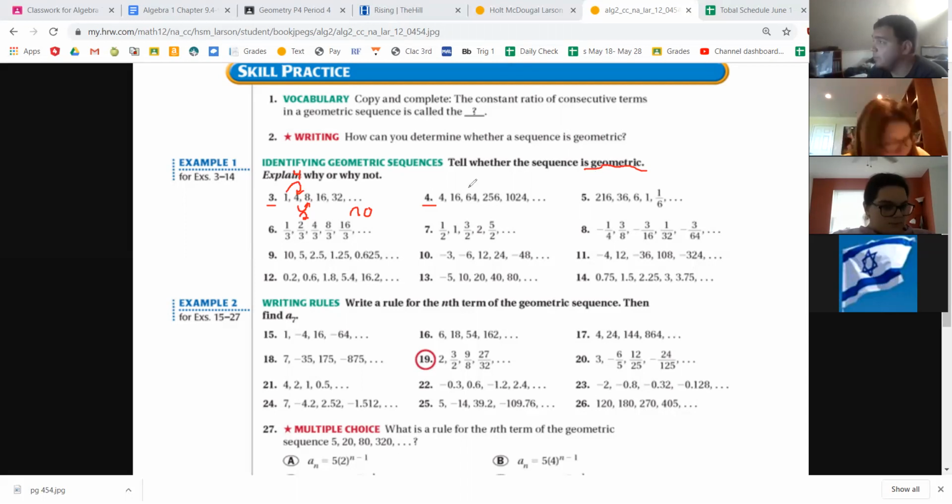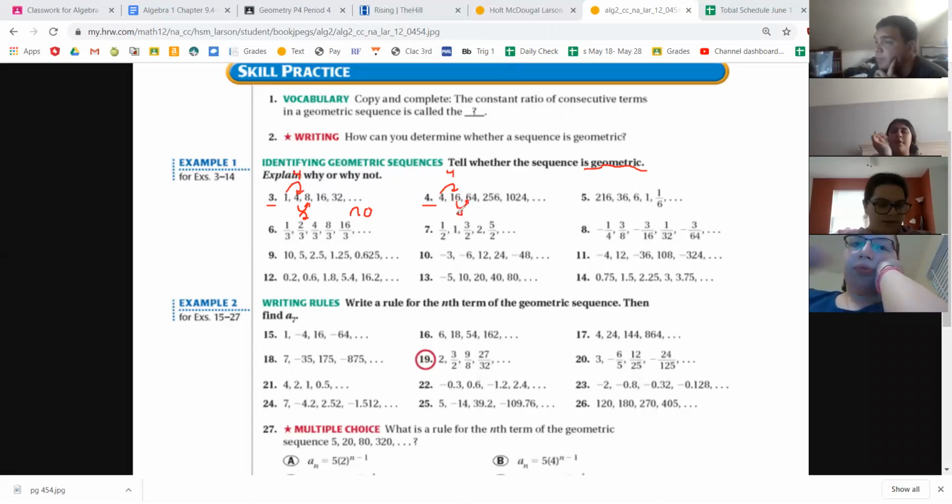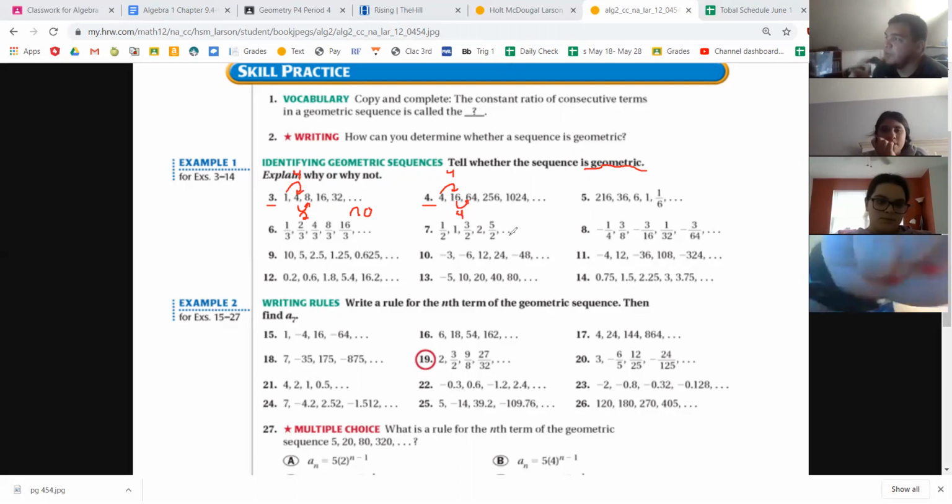Let's go to number 4. Number 4, let's see. 4 to 16. Well, I could get 4 to 16 by multiplying by 4. 16 to 64. When it's multiplying, we automatically know that it's not arithmetic, right? Because we have to do addition or subtraction. That's for arithmetic. We're looking for geometric, which is the new section here. So geometric means multiply or divide. Okay? So then we know that the next one is also times 4. So then this would be yes, right?